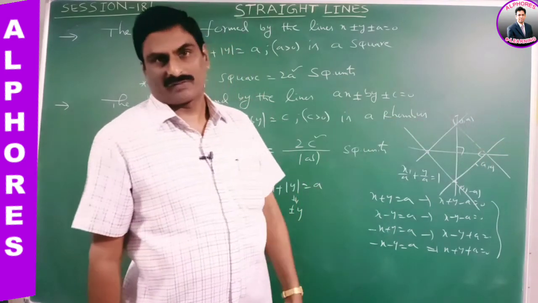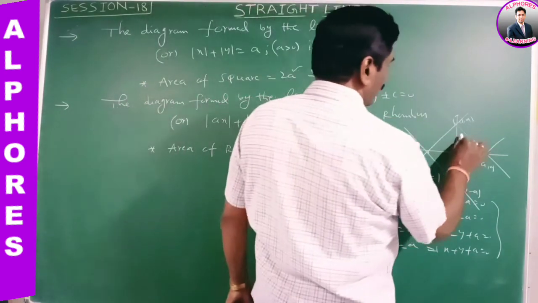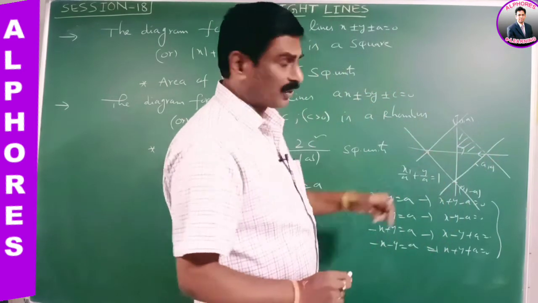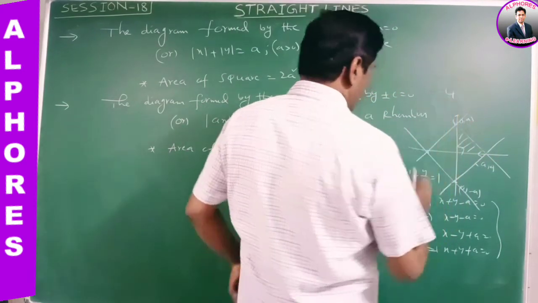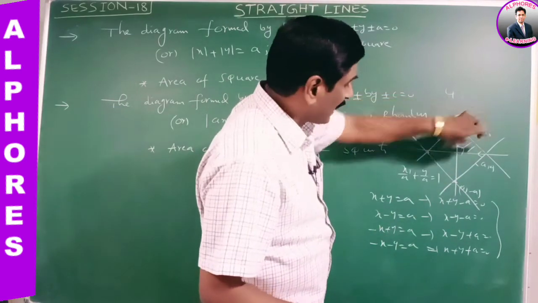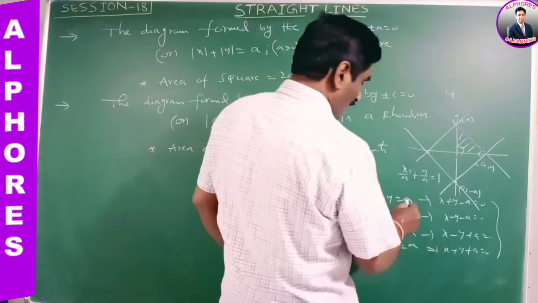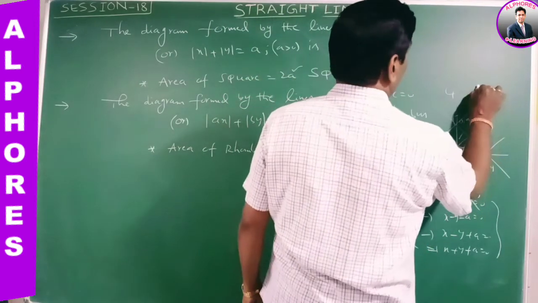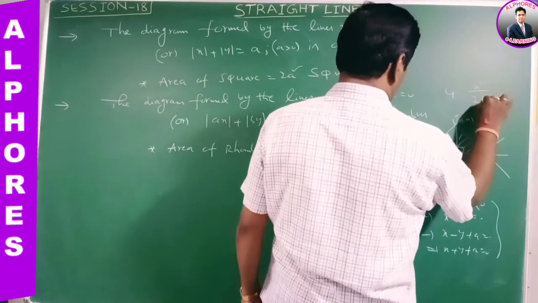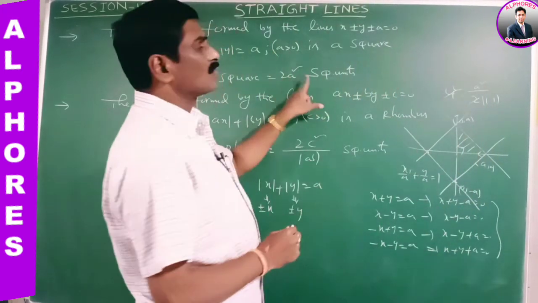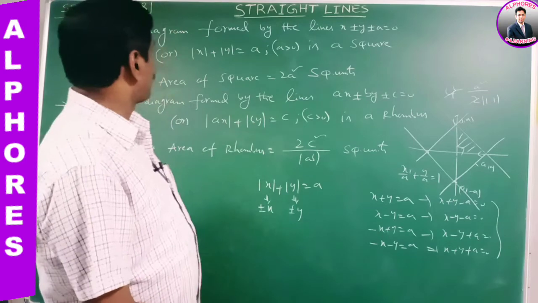What is the area of the square? Here the area of the square is nothing but the area of one triangle into 4. What is the area of the triangle formed by this line with the coordinate axes? C square by 2 mod AB. That means here, what is the C? A square by 2 into mod 1 into 1. That means the 2 cancels. That is, the area is 2 square units. Okay, please note this value.